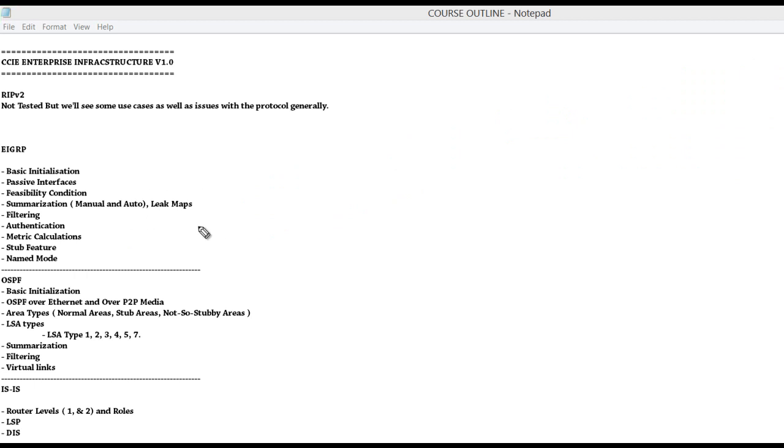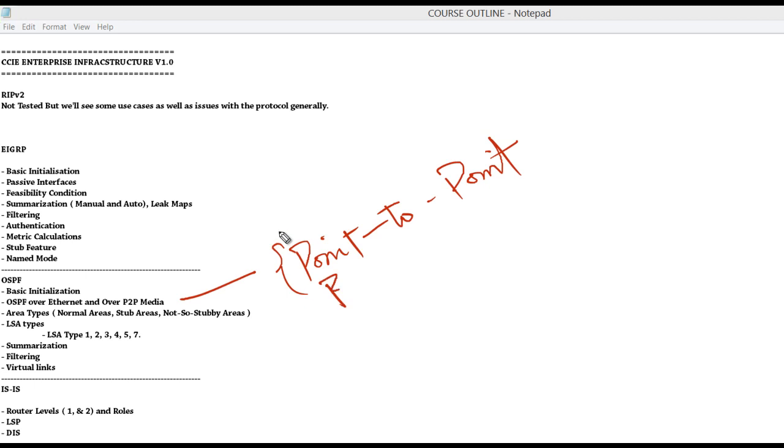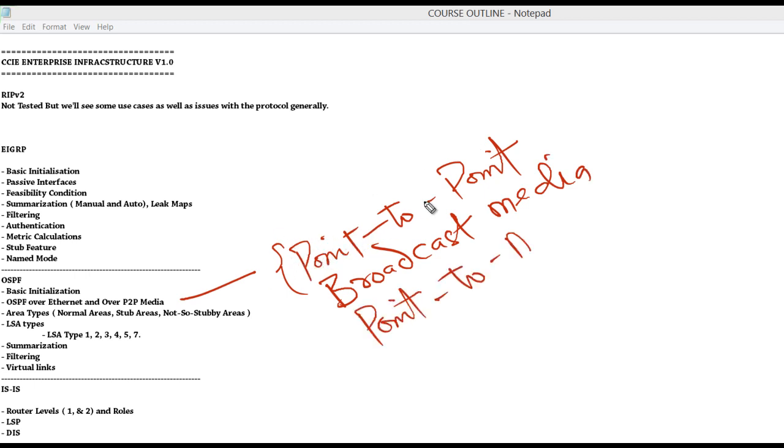After EIGRP, we'll talk about OSPF basic initialization, how OSPF behaves in different media. We'll talk about the different OSPF network types: point-to-point, how OSPF behaves in a broadcast media, how OSPF behaves in point-to-multipoint. There is also point-to-multipoint. We'll discuss all of that in full detail.